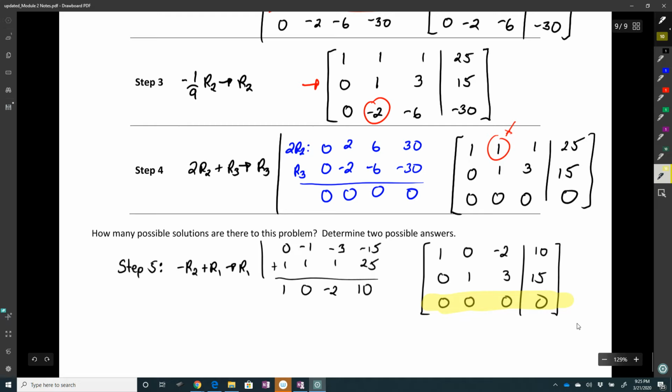So for my solutions, notice that row 1 gave me x minus 2z is equal to 10. Row 2 gives me y plus 3z is equal to 15. And I can easily take these two things, move them to the other side, and I have my solution.